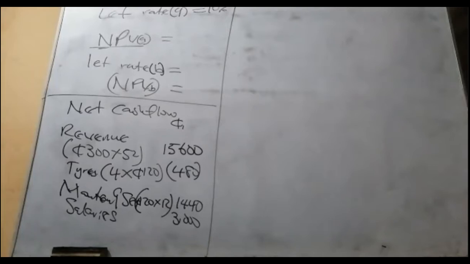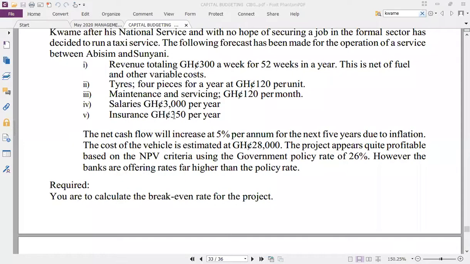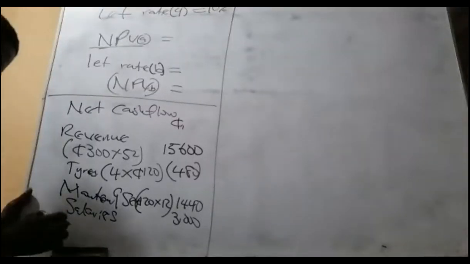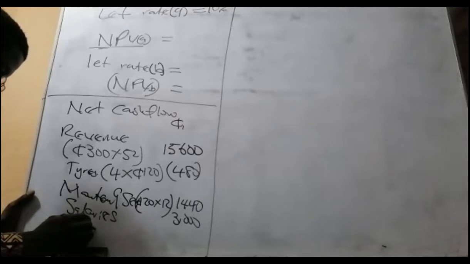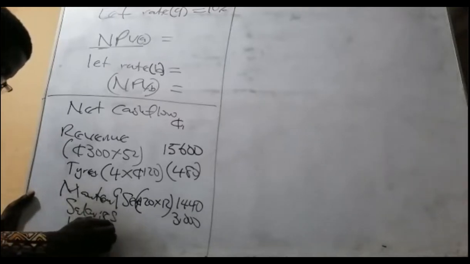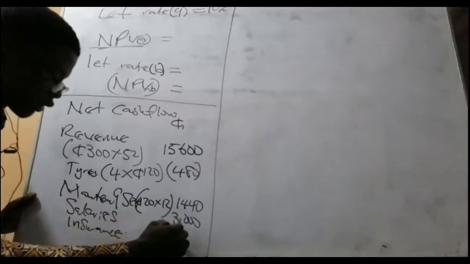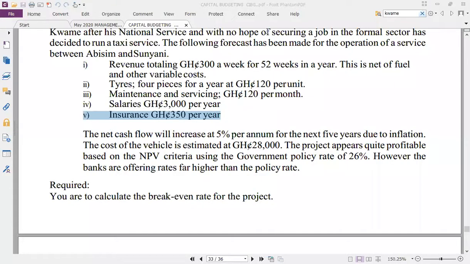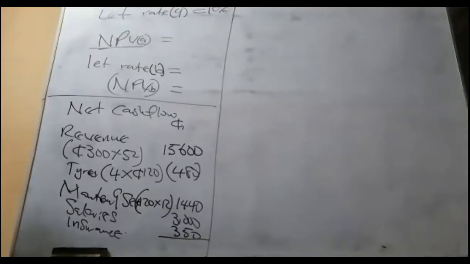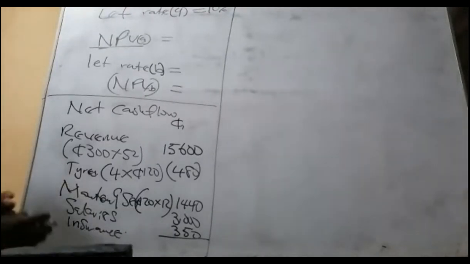The next item on the list, insurance, 350 per year. So therefore, I write insurance here. Insurance is 350. So I'll put all of them together. Then I'll get a net cash flow. Good. How do we get it? Good. So what will be the net cash flow?